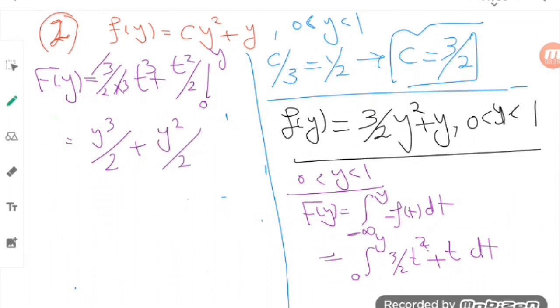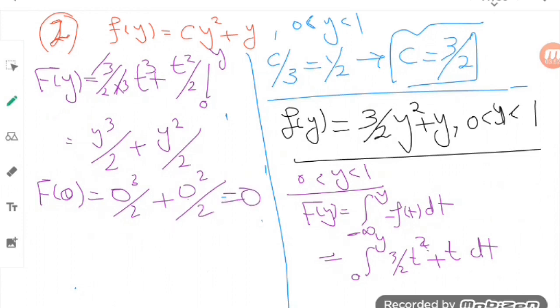And at the end, we need to find F at the lower limit, which is 0 to the power 3 divided by 2 plus 0 to the power 2 divided by 2, which is 0. And at the upper limit, which is 1, this will be 1 to the power 3 divided by 2 plus 1 to the power 2 divided by 2, which is half plus half, which is 1.